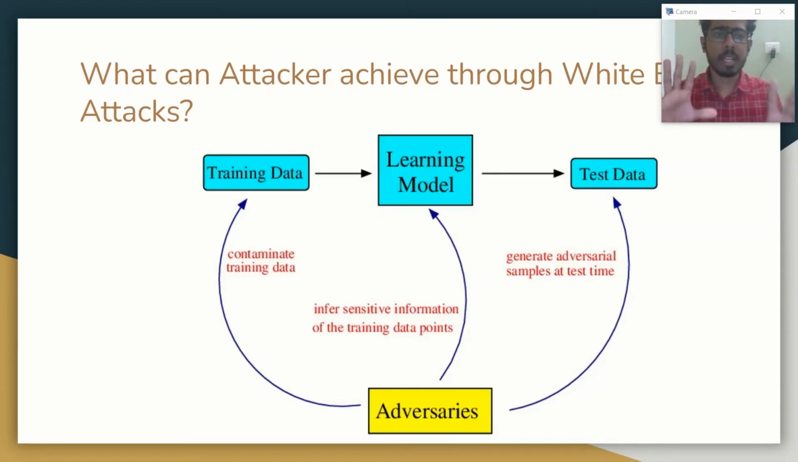So again, in a flow chart, what do the adversaries have access to? They have access to the training data. You can contaminate the training data themselves, or you can affect the learning model in some way, or you can attack the test data. So you have access to these three things. So in a broad sense, you can change the inputs a little bit such that they misclassify, or you can understand what the model has learned, and based on that, you can confuse it.